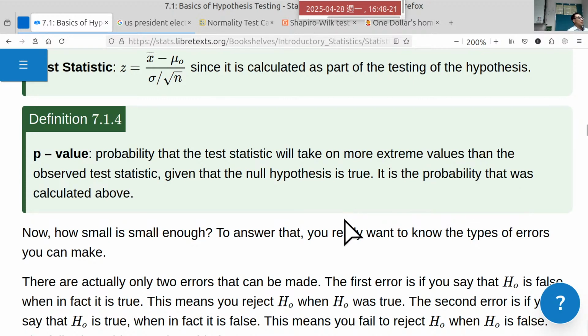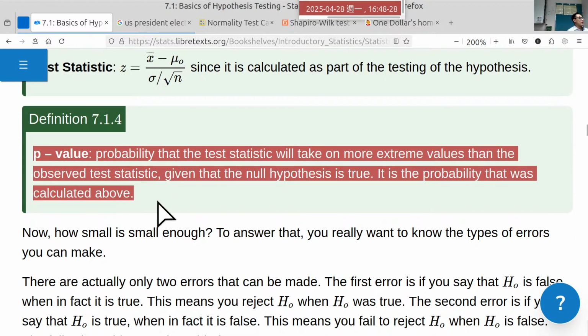And now, I will be quiet for 1 minute. Please remember the definition of p-value, because in the future, we will check the p-value many times. Your background is statistics and business, so you need to know the definition. Okay, I'll be quiet for 1 minute.